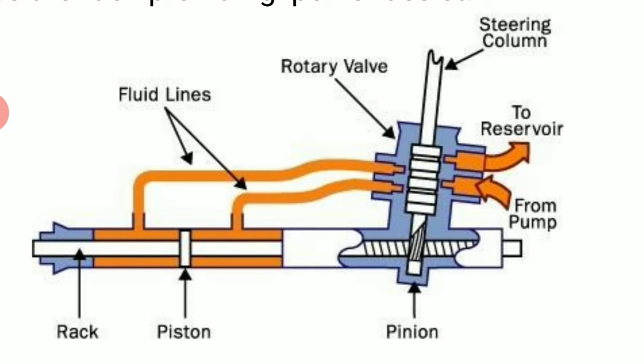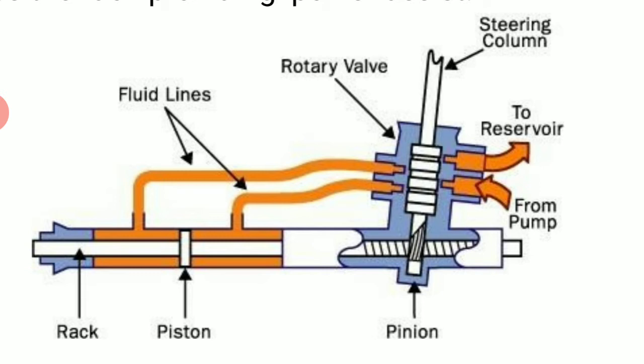So I have sent some animations also. From the animation you can clearly know how exactly the power, the hydraulic steering or electrical steering, will work. Okay, so just go through those animations. So what happens here when the steering wheel is rotated? You can see the rack, piston, fluid lines, rotary valve, then steering column, then reservoir, then again the pump.